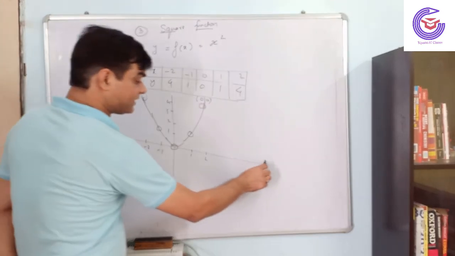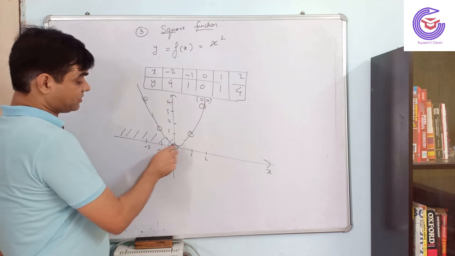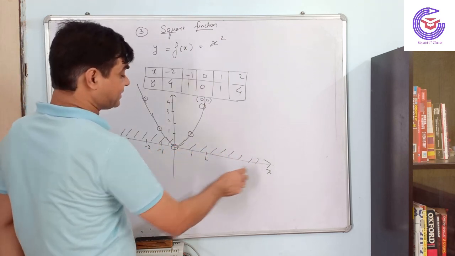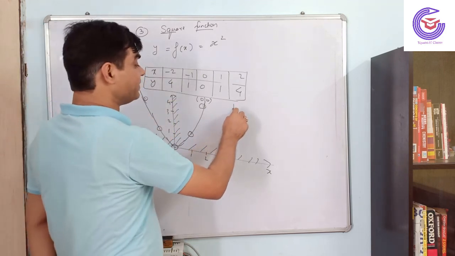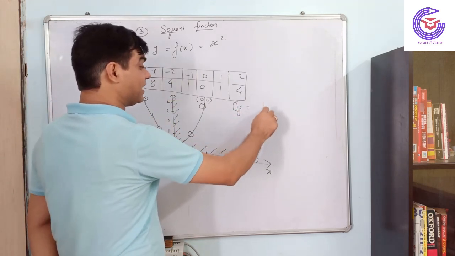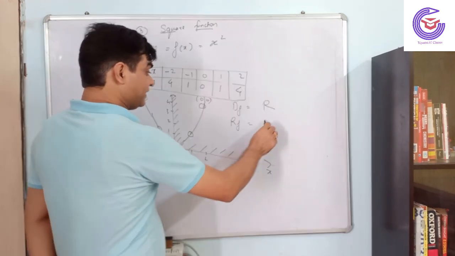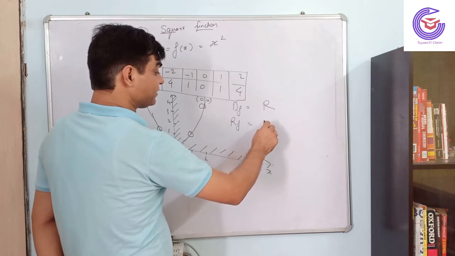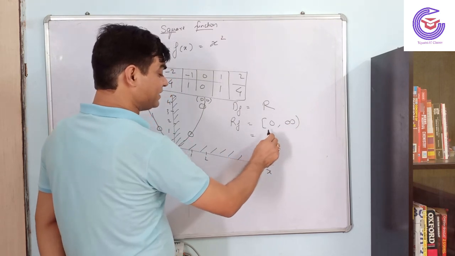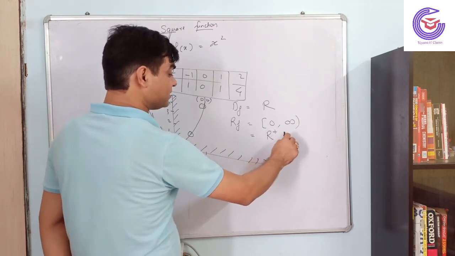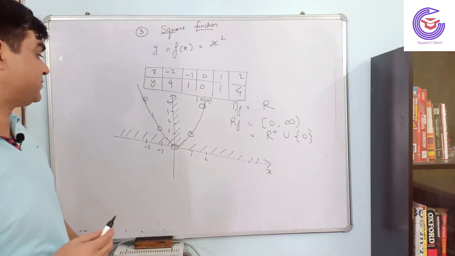Okay, if I ask you what the domain and range of this function are, let's take the projection on the x-axis. This is the projection of this graph on the x-axis and the projection on the y-axis. So the domain of this function, Df, is equal to R, and the range of this function you can write as [0, infinity), or you can write R plus union 0. There are two ways you can write the range of this function.